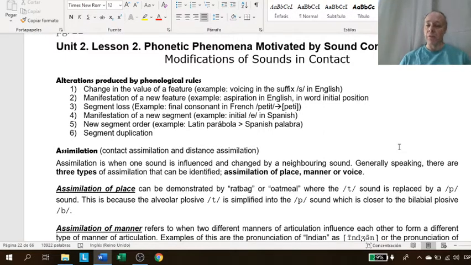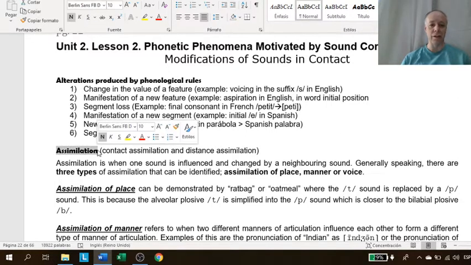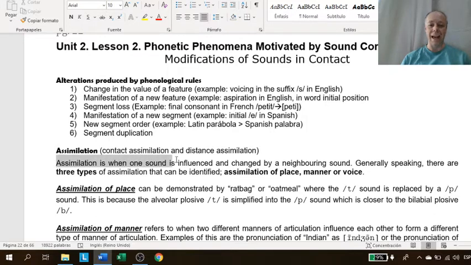Okay? The first lesson was allophonic variations, and the second lesson in Unit 2 is phonetic phenomena motivated by sound combination. There are four concepts that we need to master in this lesson. The first concept is called assimilation. This is a technical term you need to know. Assimilation is when one sound is influenced and changed by a neighboring sound.